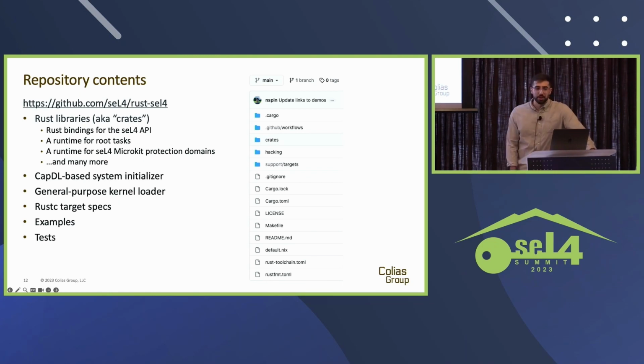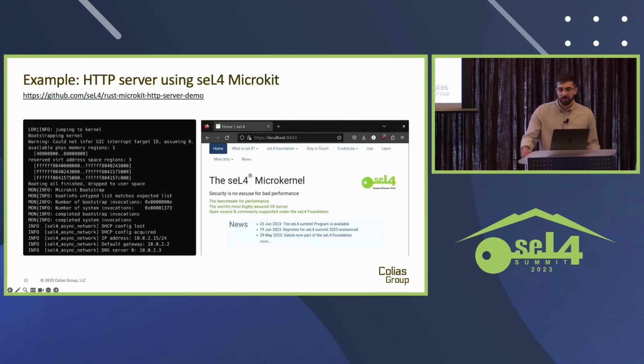This work primarily consists of a bunch of Rust libraries known as crates, and these include bindings to the seL4 API, a runtime for root tasks, a runtime for microkit protection domains, and much more. There's also a CapDL-based system initializer, a general-purpose kernel loader, Rust-C target specs, examples, and tests. The repository's README outlines all of this as well and contains links to all the relevant documentation. And this work has been carefully organized into layers so that you can take only what you need and leave the rest. And that'll be a theme throughout my overview here.